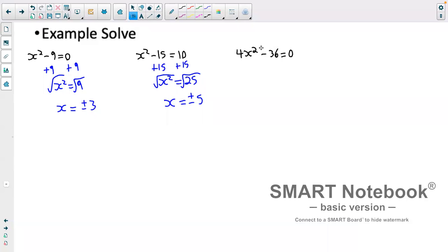Okay, next one, we have 4x squared minus 36. Once again, I'll move the non-x squared term to the other side, so I'll add 36 to both sides. So we have 4x squared equals 36. Now in this case, I have something in front of my x squared that I can divide both sides by, so I'll do that. That gives me x squared equals 9. We'll take the square root of both sides. So that gives us x is equal to plus or minus 3.